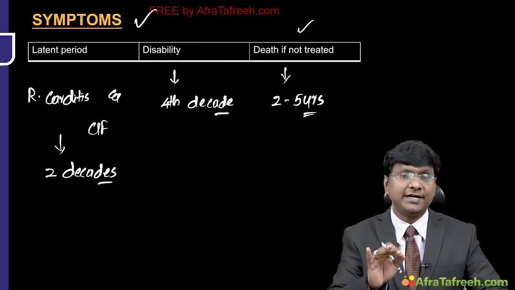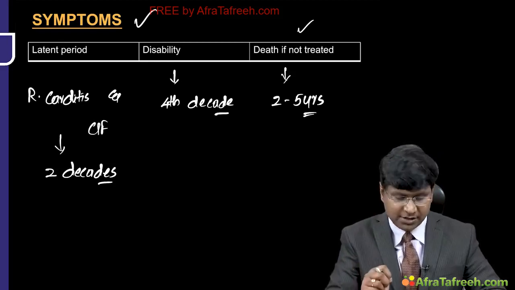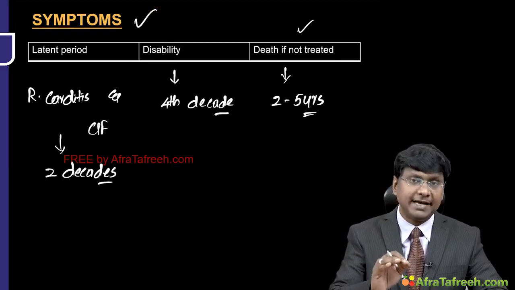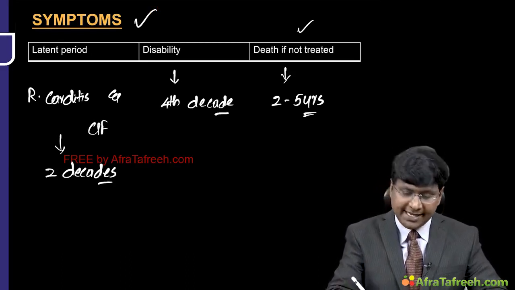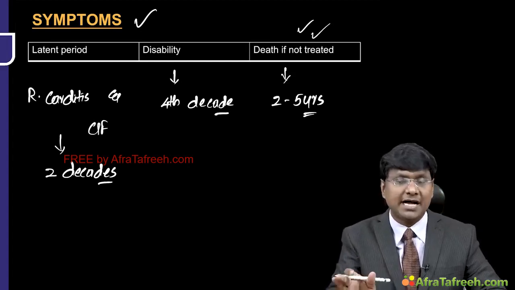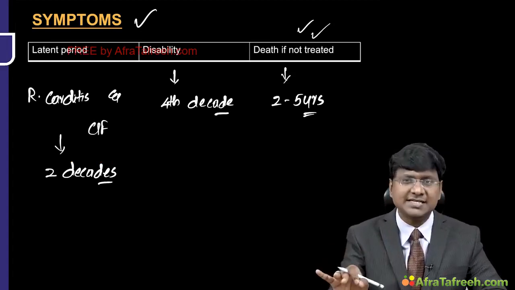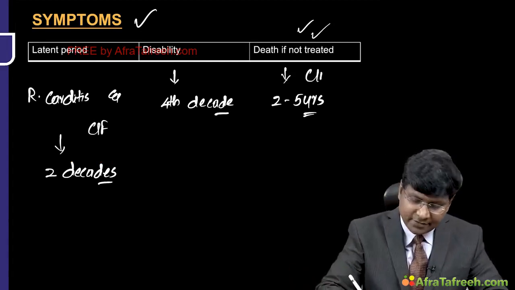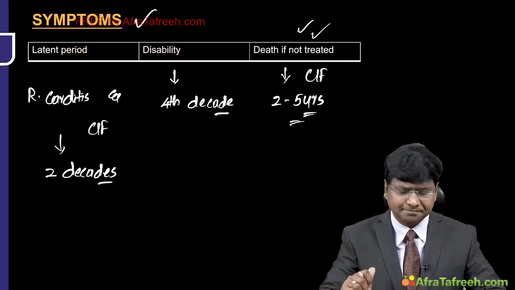After the development of rheumatic carditis, the latent period for the development of symptoms is around 2 decades, and the individual will become disabled by the 4th decade, that is around 40 to 50 years. And once the individual has become seriously symptomatic, if the individual is not treated, then within 2 to 5 years, the individual will have mortality.